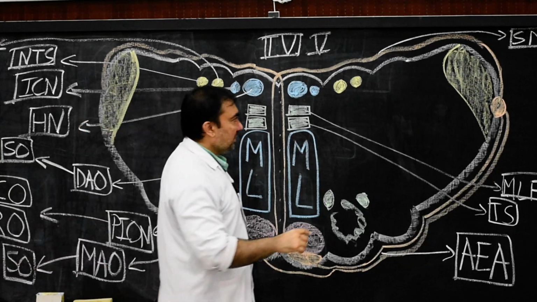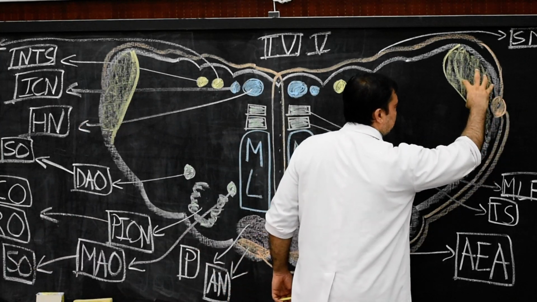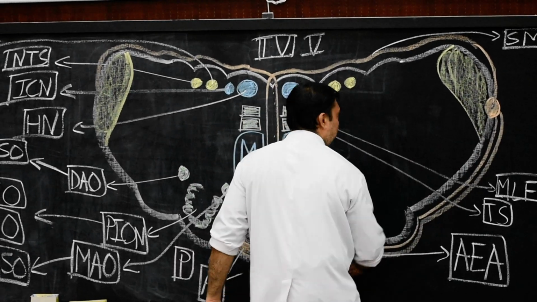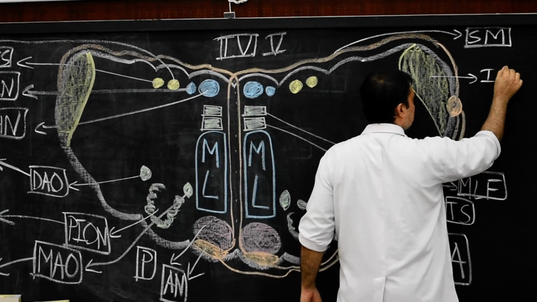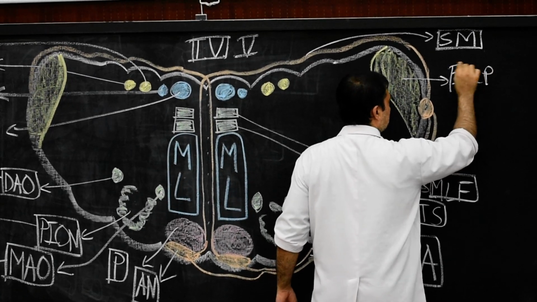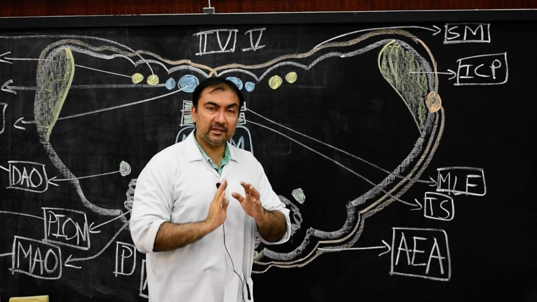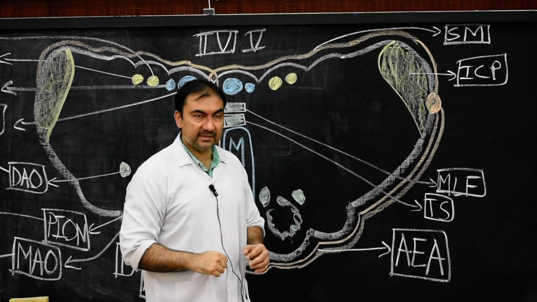Now, the pontobulbar body will be lying on the lateral surface of the inferior cerebellar peduncle. Here we have to mention this as the inferior cerebellar peduncle. There are a lot of afferent tracts going from the medulla oblongata towards the cerebellum through the inferior cerebellar peduncle.